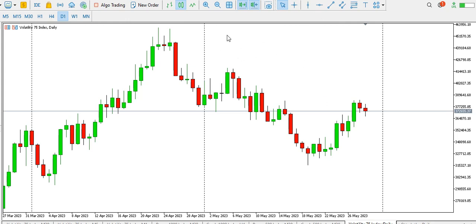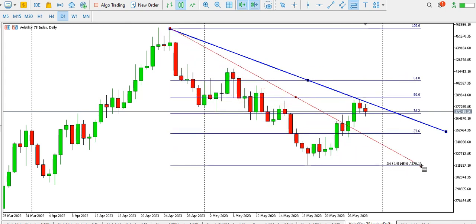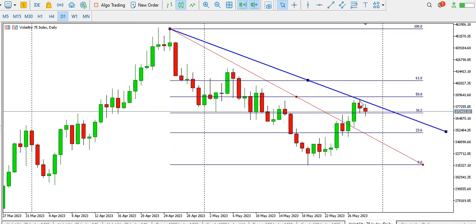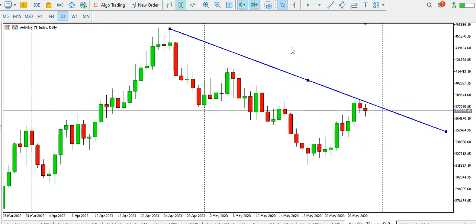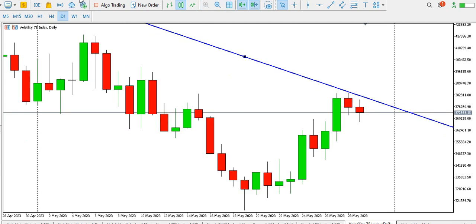On the daily time frame, I can see that price rose up to this level using the Fibonacci retracement tool. We have price rising up to the 50% Fibonacci level, and price is currently sliding around the 38.2% Fibonacci level on the daily time frame. So the implication of this is that price is retracing before it continues the upward movement.